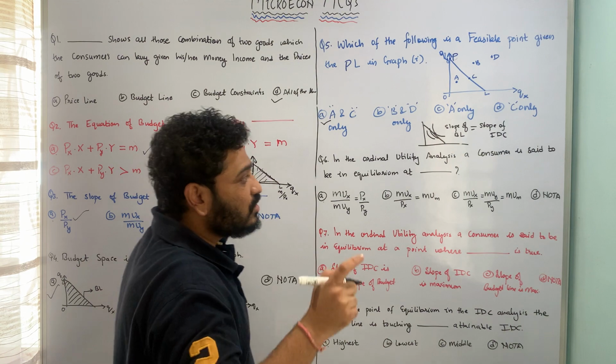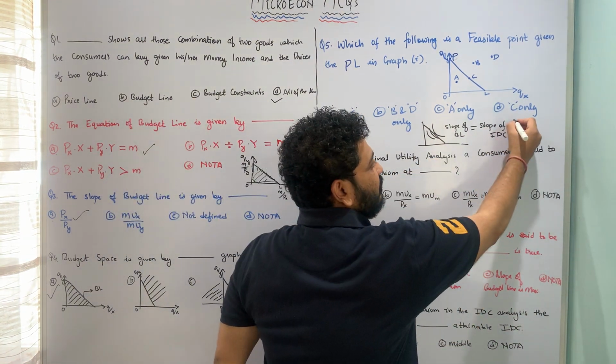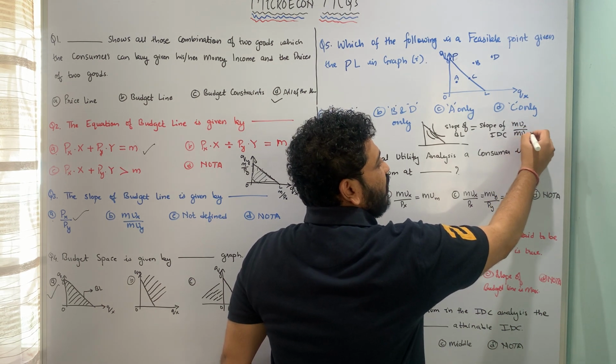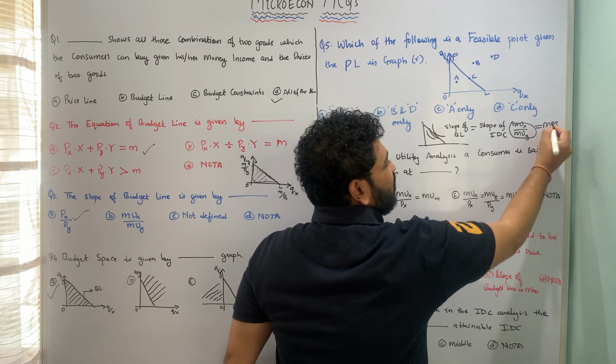Now I've told you the slope of the indifference curve in the previous class. The slope of the indifference curve is given by marginal utility of x divided by marginal utility of y, or this is similar to something called the marginal rate of substitution xy.